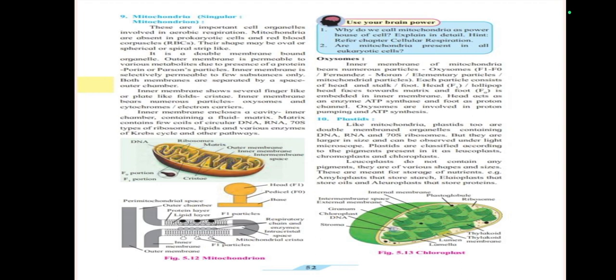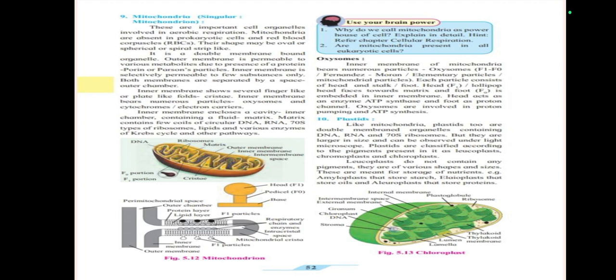Oxysomes. The inner membrane of the mitochondrion bears numerous particles, oxysomes, F1 to F0 particles, also called elementary particles. Each particle consists of a head and stalk, and a foot. The head, F1, like a lollipop, faces towards the matrix, and the foot, F naught, is embedded in the inner membrane. The head acts as the enzyme ATP synthase and the foot has proton channels. Oxysomes are involved in proton pumping and ATP synthesis.